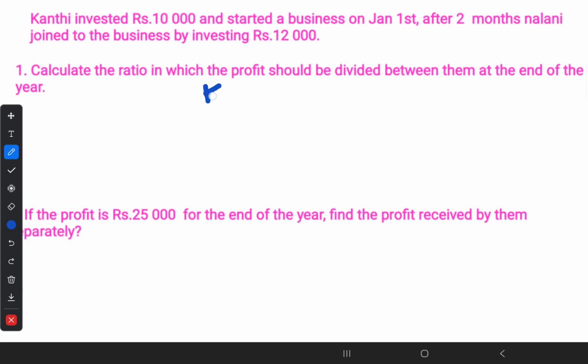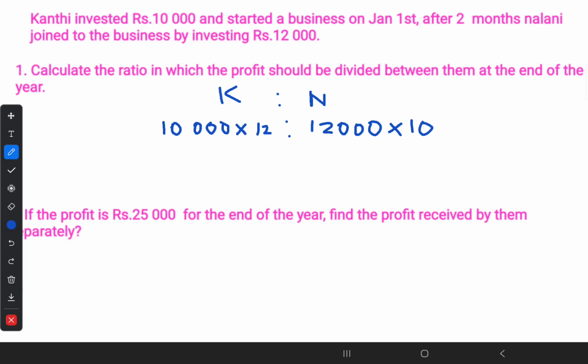So for Kanti and Nalini, Kanti invested 10,000 rupees for 12 months, started on January 1st until the end of the year, so there are 12 months in consideration. When we think about Nalini, she joined after 2 months. So from the total 12 months, she lost 2 months. After 2 months only, she joined the business. So the time period she is in the business is 10 months. Her investment is 12,000, but she was in the business for just 10 months.